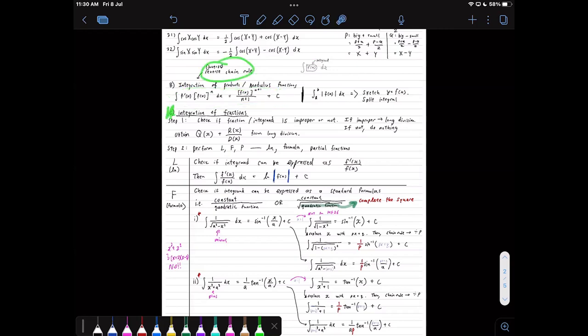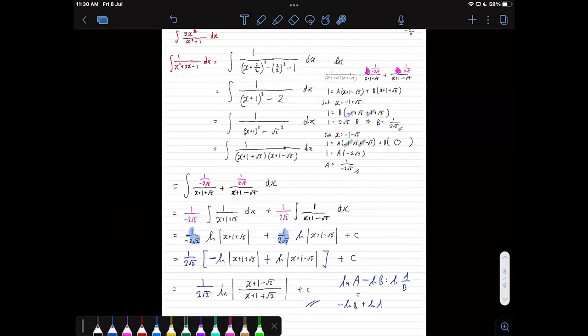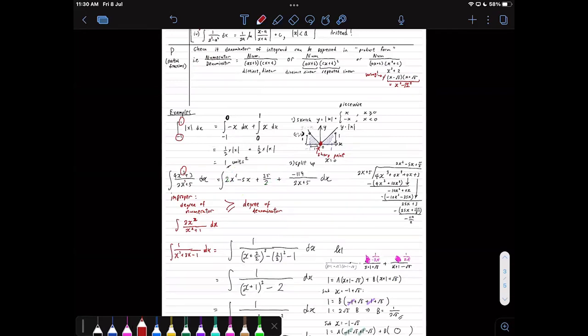Now part C, integration of fractions. Actually there are just 2 steps. Step 1 is to check if it's an improper fraction or not. If it is, you do long division, which I showed you just now. You'll eventually get to q(x) plus r(x) over d(x). Look at this example here. This is q(x), and this is r(x), negative 119, and 2x plus 5 is your d(x). Clear so far? Then you deal with your r(x) over d(x).